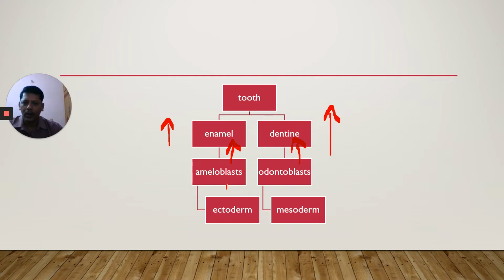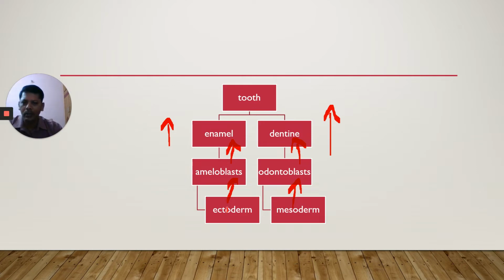What is the origin of ameloblasts? Ameloblasts are formed from ectoderm, and odontoblasts are formed from mesoderm. That's why in the previous video I told you the first point: teeth are ectomesodermal in origin. You know the three embryonic germ layers: ectoderm, endoderm, and mesoderm. Our tooth is derived from two germ layers, the ectoderm and mesoderm.